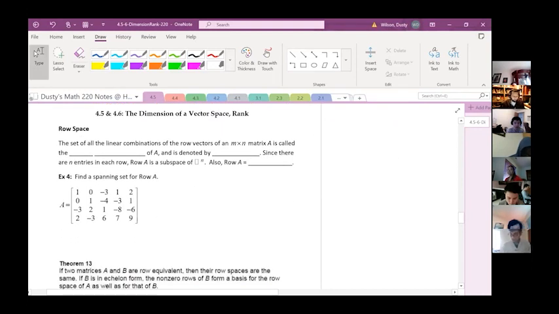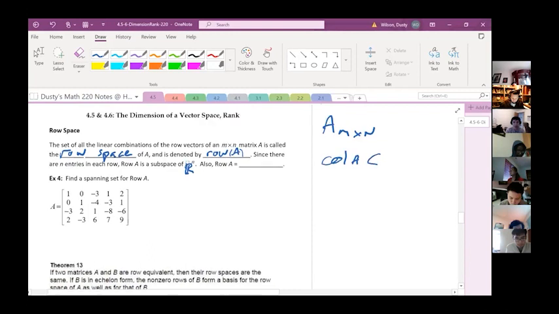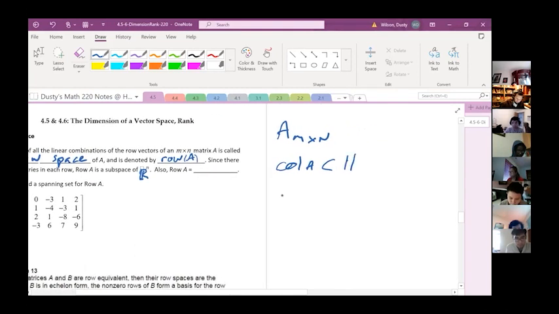So the set of all linear combinations of the row vectors of an M by N matrix A is called, believe it or not, the row space of A. And it's denoted cleverly as row A. Since there are n entries in each row, row A is a subspace of Rn. So make sure you're seeing this. If A is M by N, the column space is a subspace of Rm, and the row space is a subset, this is the subset symbol by the way, of Rn.